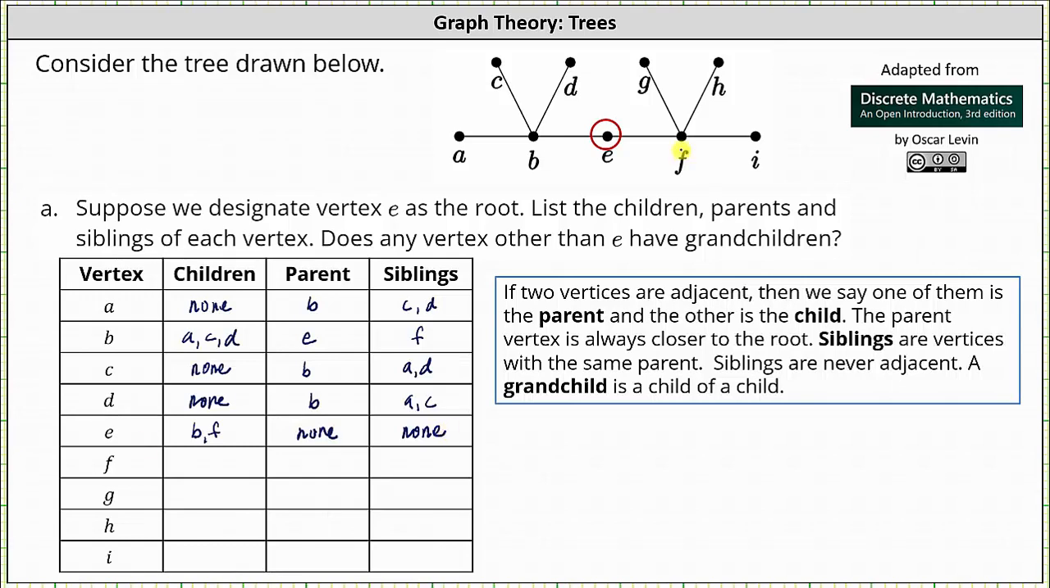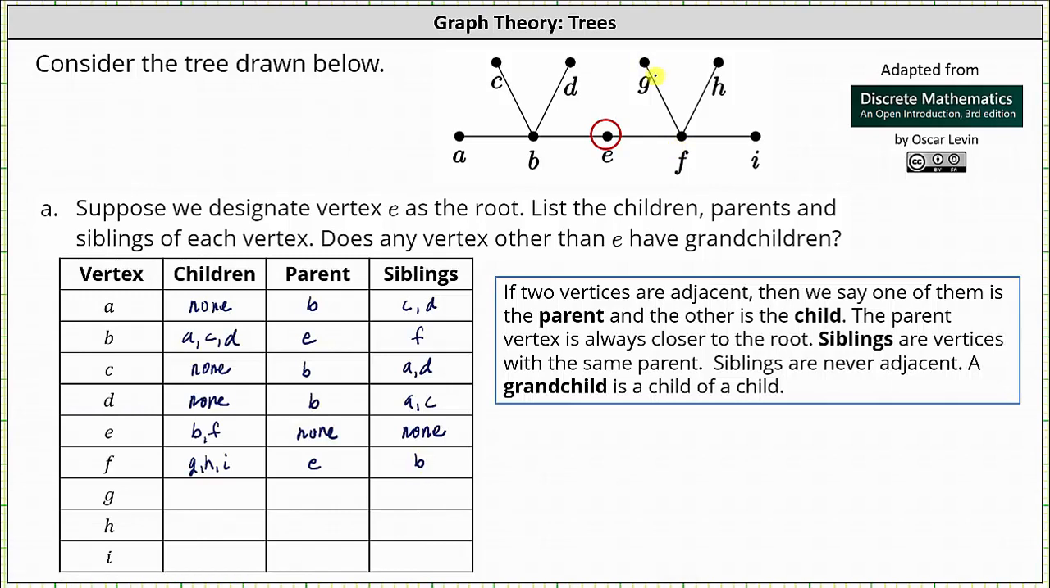Next we have vertex F. Vertex F is adjacent to G, H, and I, which are further from the root than F, indicating G, H, and I are children of F. The parent of F is the root E. And because both B and F are children of E, B and F are siblings, so we can say B is a sibling of F.